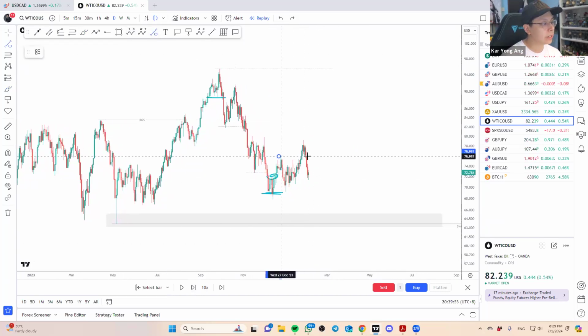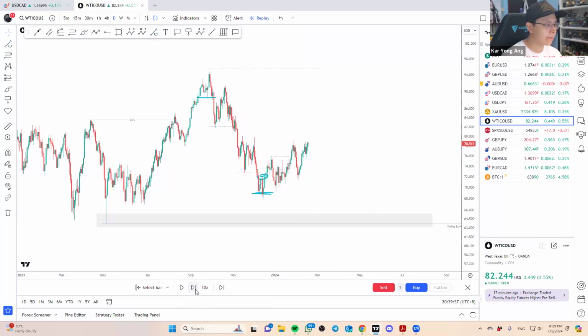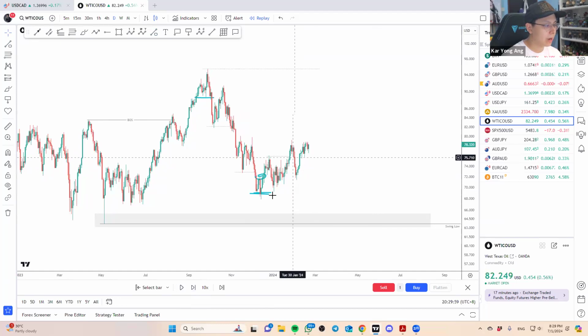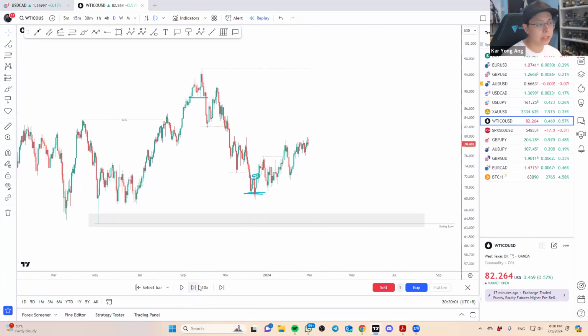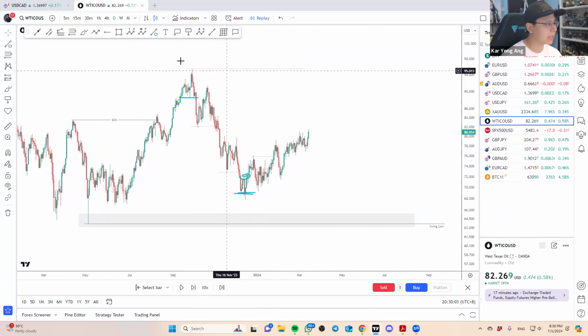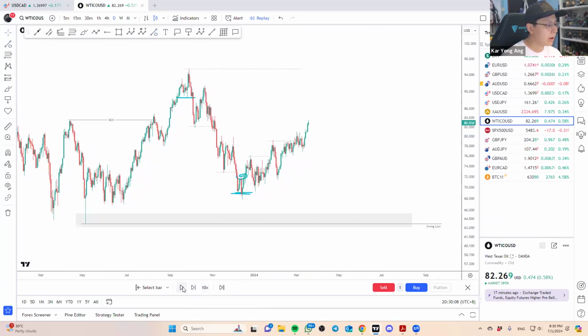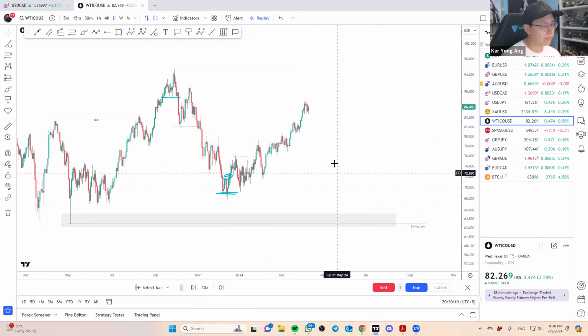And then internally here, we get another break of structure. Okay, and then we have higher low, higher high, higher low, higher high. Internally, that's what's happening. You can see, okay, so another break of structure. And then of course, we just play out the market. We move faster a little bit.